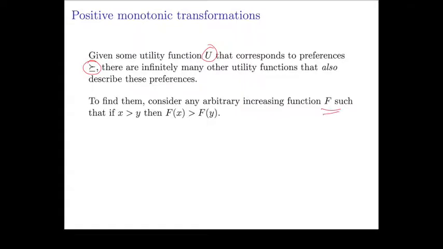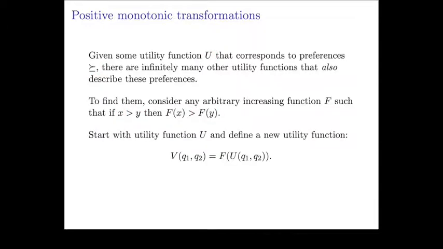What do I mean by increasing? I just mean that if x is bigger than y, so take any numbers x and y, if x is a bigger number than y, then f of x is a bigger number than f of y. Then start with the function u and define some new utility function v. So the utility you get from q1, q2, according to this utility function v, is found by going to this old utility function u, finding the number that u associates with the bundle q1, q2, and then passing that number to the function f. That defines a new utility function v.